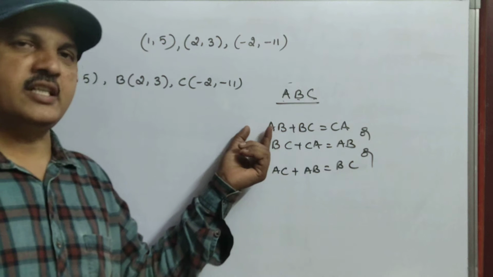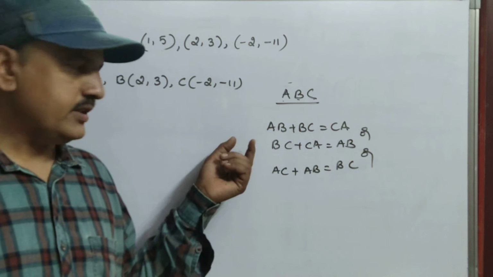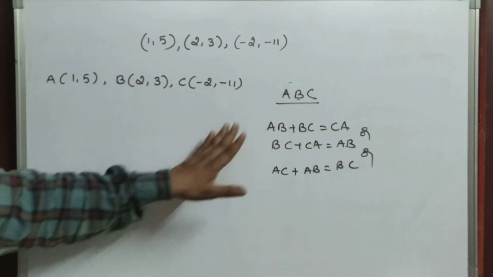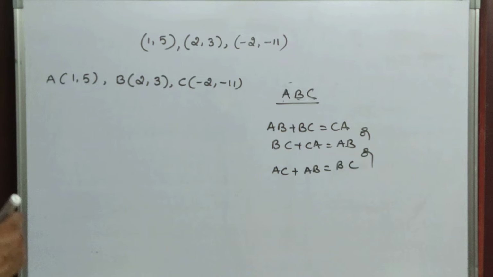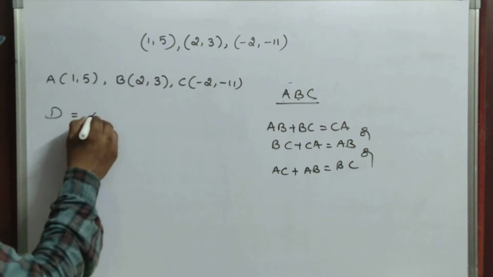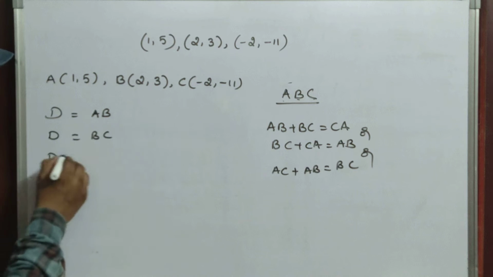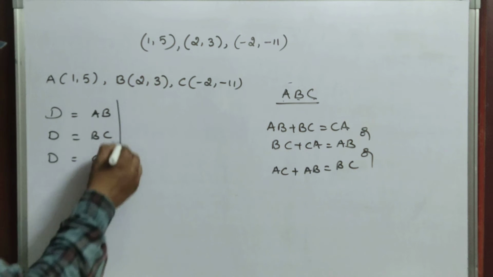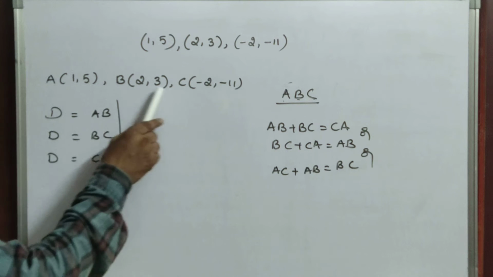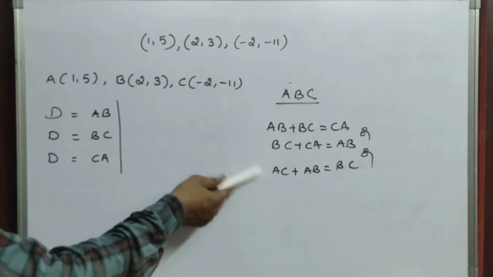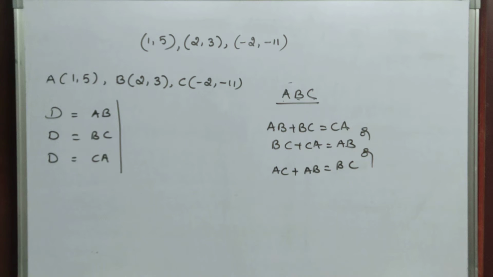But it is not simply AB plus BC like this. Here AB means the distance of AB, the distance of BC and the distance of CA. So first you have to find the distance of AB, the distance of BC, the distance of CA. First find all the 3 distances by using the given points. Then you check according to this pattern. If this pattern is satisfied, they are collinear. If none of them is equal, they are non-collinear.